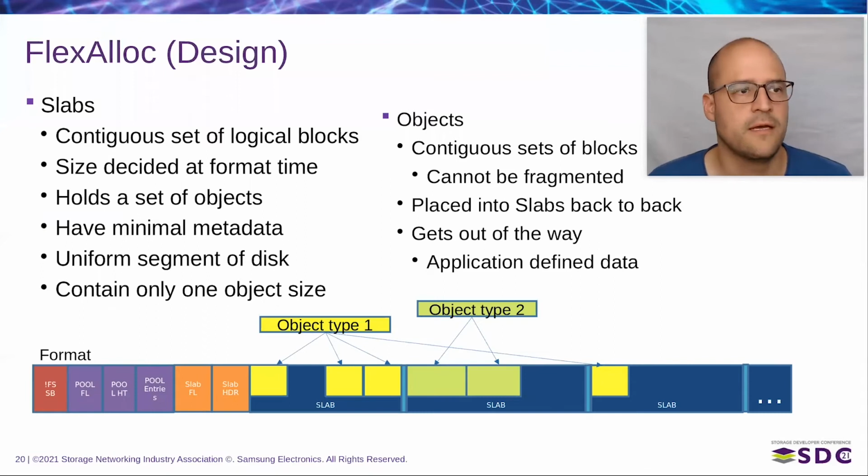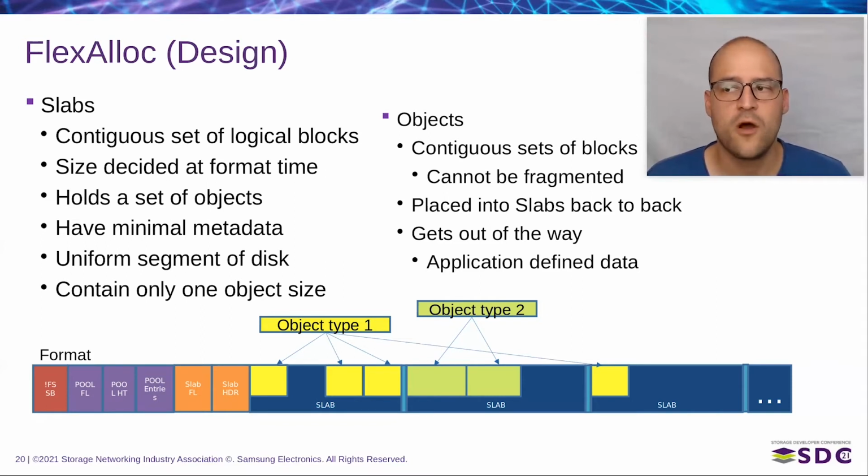Now we delve deeper into the design. We basically separate the device into metadata and data. The data is held in a structure called a slab. The rest of the device after the metadata is used by these slabs. Slabs are contiguous sets of logical blocks, and all slabs are of the same size, and this size is decided at format time. Each slab will hold a set of objects and has minimal metadata to keep track of these objects. A slab can only contain objects of the same size.